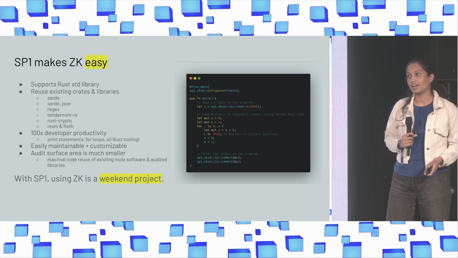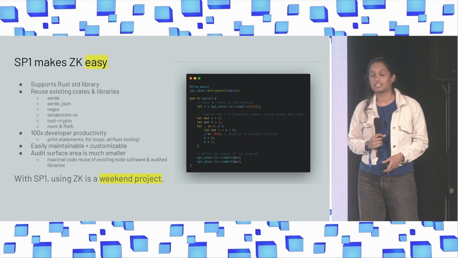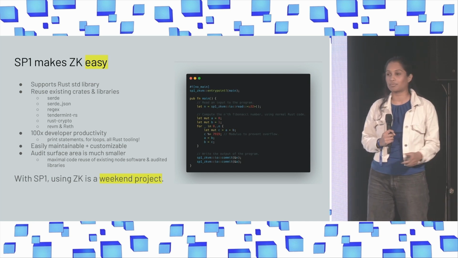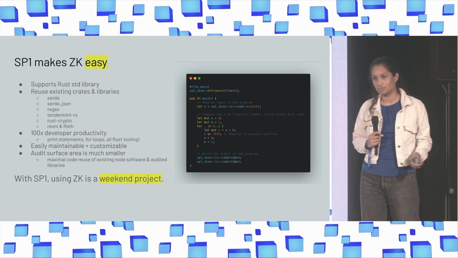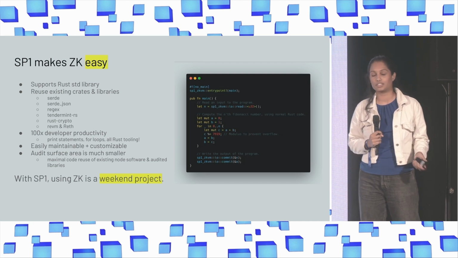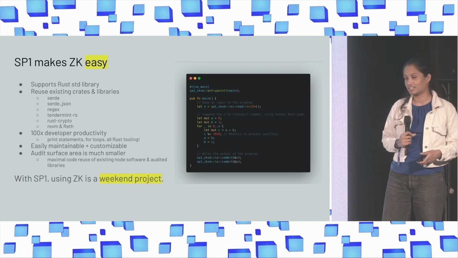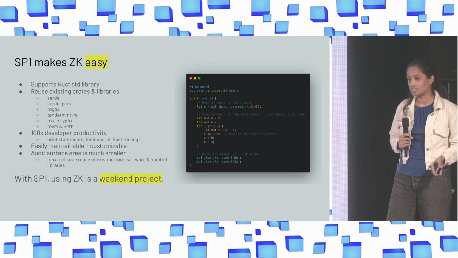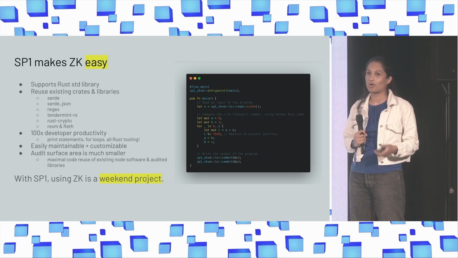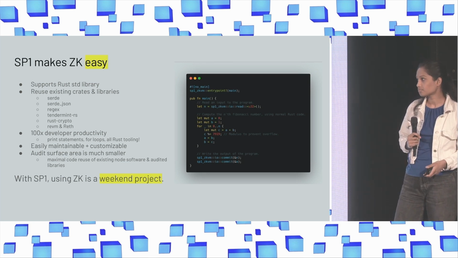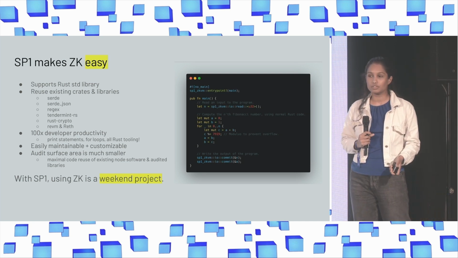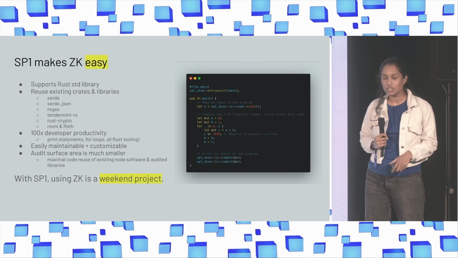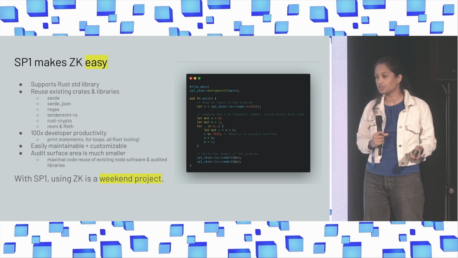And I've personally found that developing with SP1 leads to 100x developer velocity and productivity. You have things like print statements and for loops and if statements, which sounds very normal, but if you've ever tried to use ZK before, actually is kind of a breakthrough. And you can just have all your Rust tooling, and you use all these existing libraries, and it feels very much like a normal programming paradigm. It's super easily maintainable and customizable, right? External teams can just take existing implementations and then modify them when they need to.